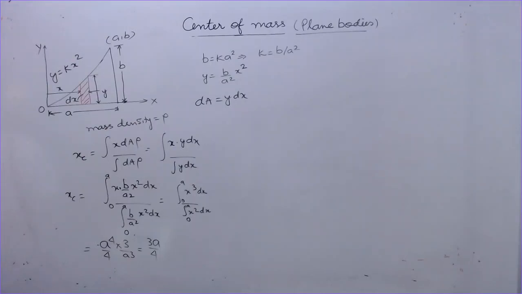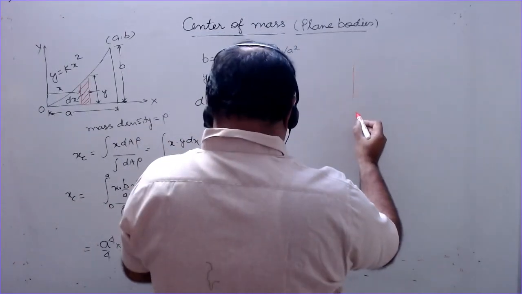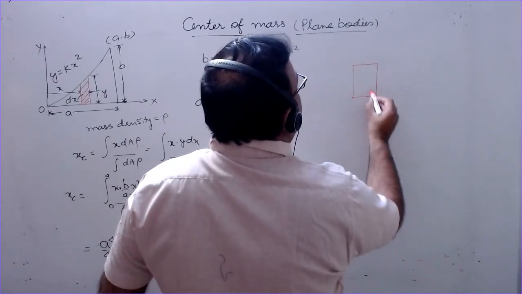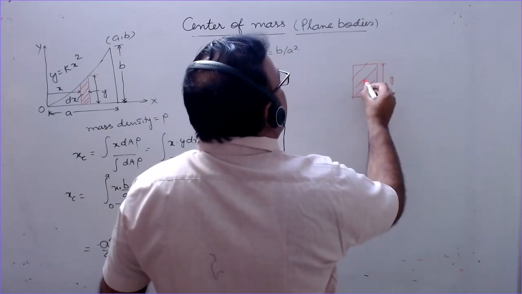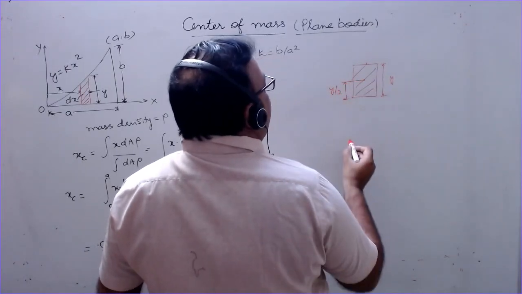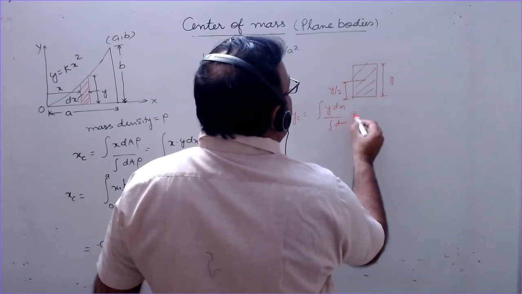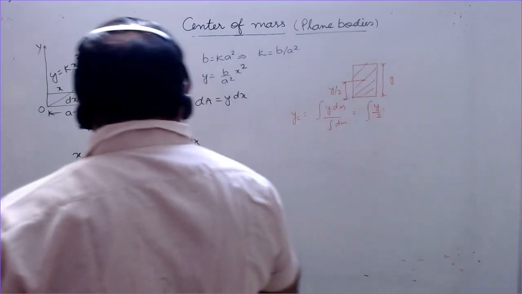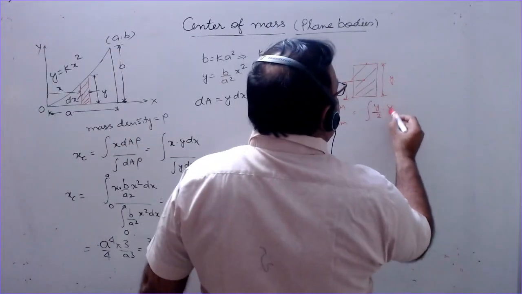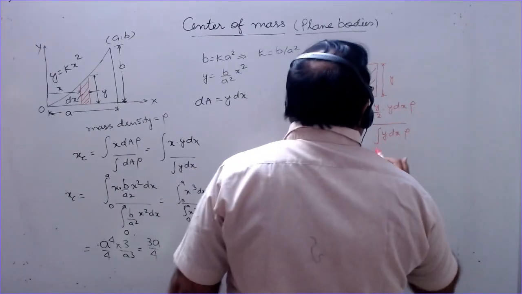Now as far as the y coordinate is concerned, approximately this can be taken as a rectangle, and this height is y. So center of mass of this is lying at a height of y by 2 from the base. So the y coordinate is integral of y dm by integral of dm. So here I will write y by 2 in place of y. Now you can put the value of dm here, rho into y dx, by integral of rho into y dx, and you can put the value of y.